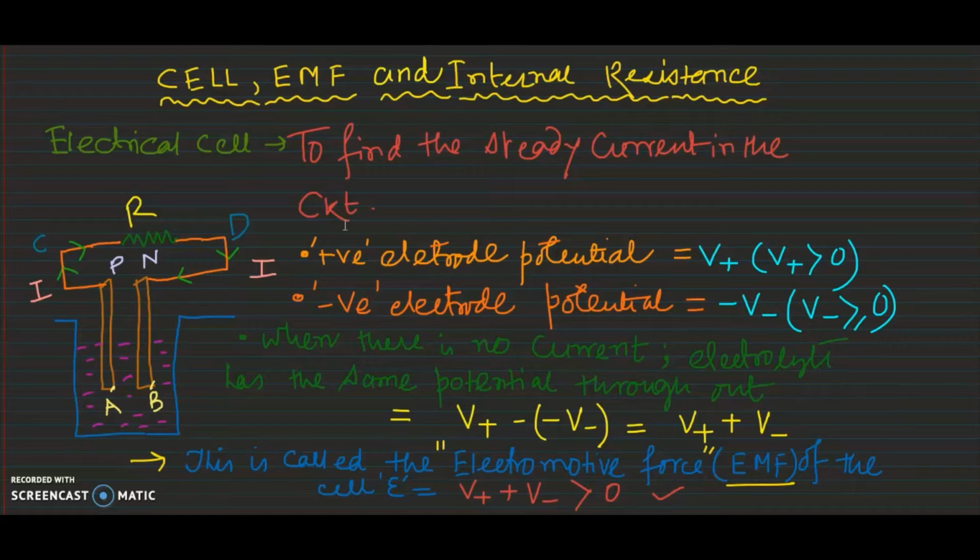Now if we connect a resistor R, as you can see from the figure, with the two electrodes, the positive and the negative one, a current I will flow. This is the direction of the current from C to D. In the external wire the current will flow from C to D, and in the electrolyte solution, the current will flow from B to A.